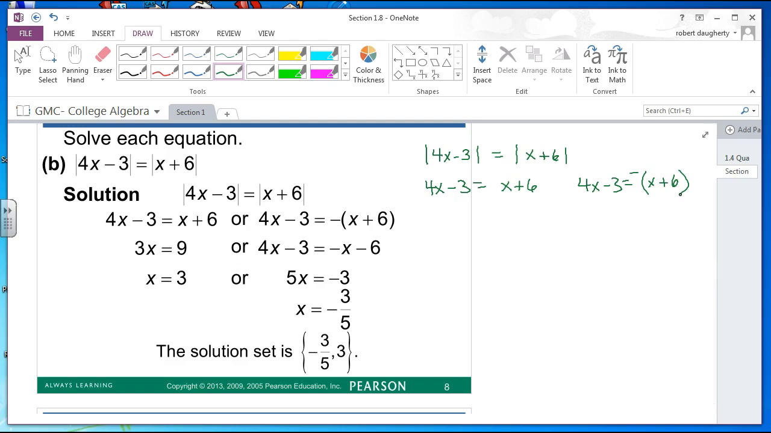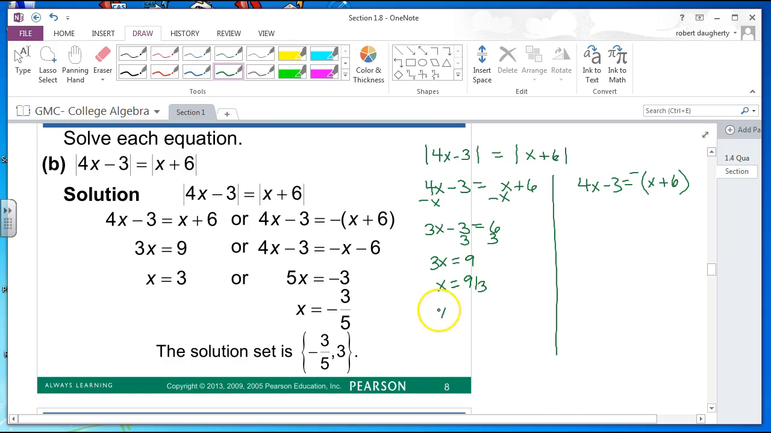So on this first problem here, let's sort of divide these. If I subtract x from both sides, I get 3x minus 3 equals 6. Add 3 to both sides. 3x equal 9. X equal 9/3. X equal 3. So that is one of my solutions.